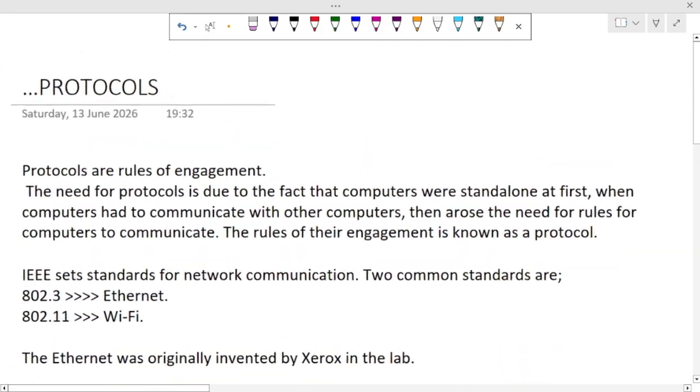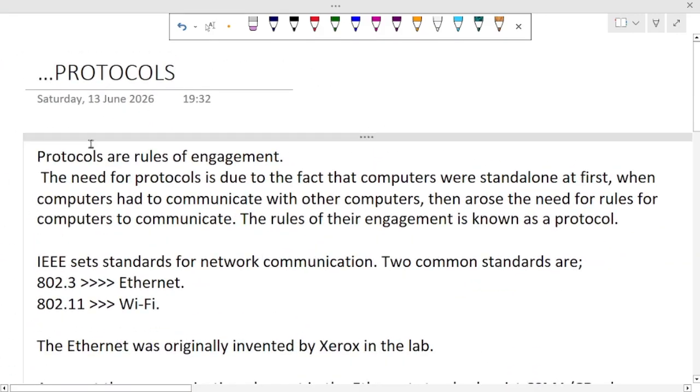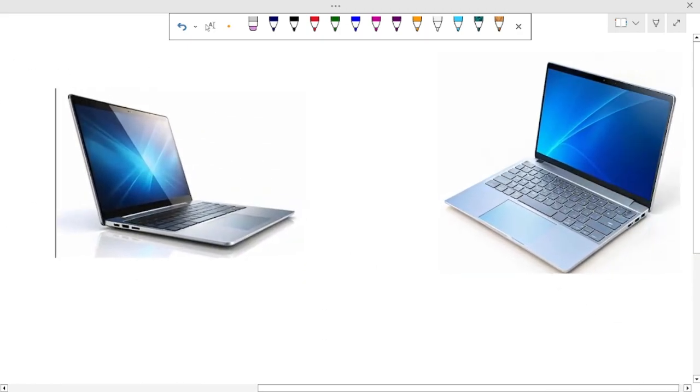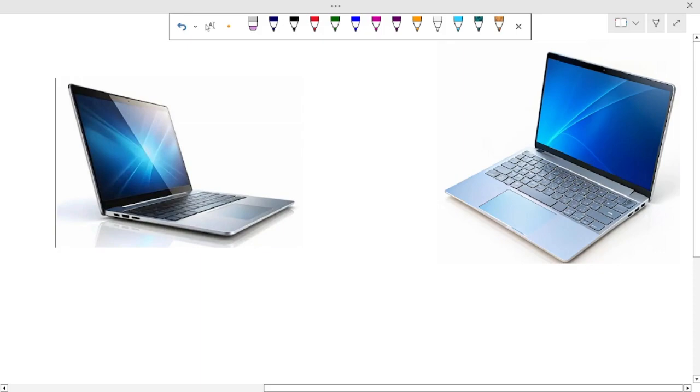So that's what we are hitting on today. Protocols. Protocols are rules of engagement. The need for protocols is due to the fact that computers were standalone at first. When computers had to communicate with other computers, then arose the need for rules for computers to communicate. The rules of their engagement are known as protocols. Exactly what has been explained right here. So I hope that's clear.